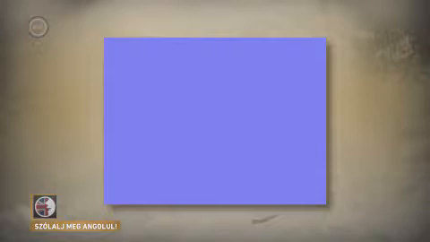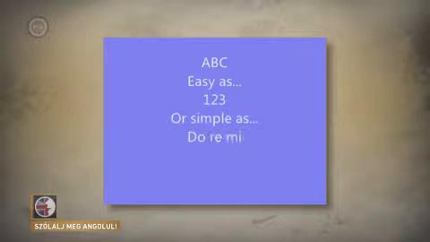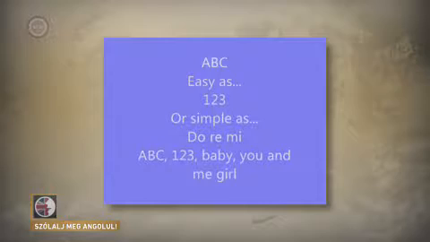ABC, easy as 1, 2, 3. All simple as do, re, mi. ABC, 1, 2, 3, baby, you must be good. Okay, the Jackson 5, Michael, Jermaine, Janet, Latoya, and Boris. Anyway, we're better than them, and we know it.